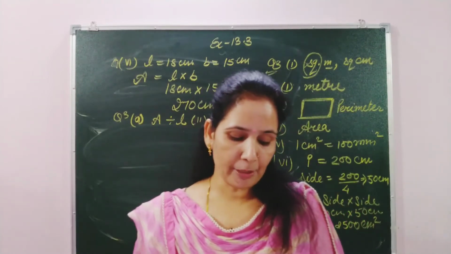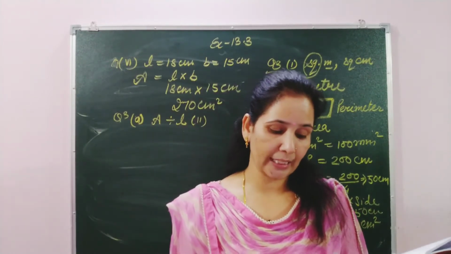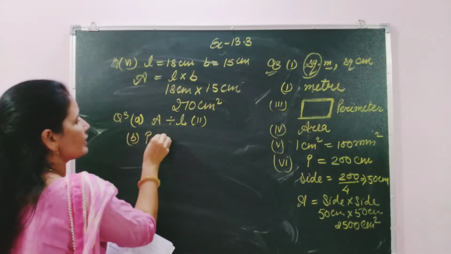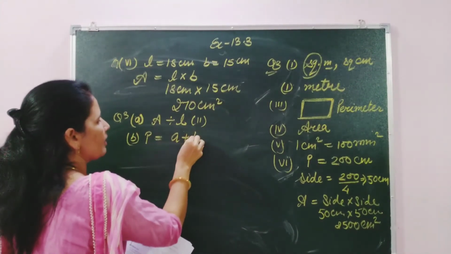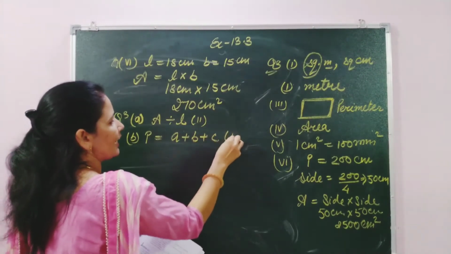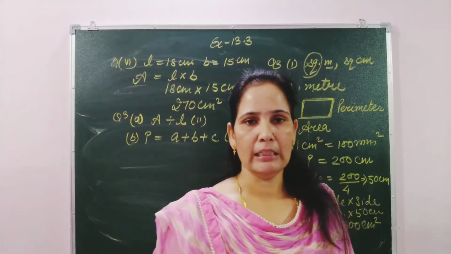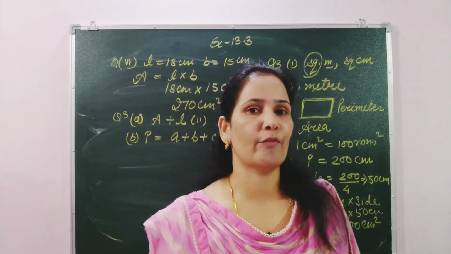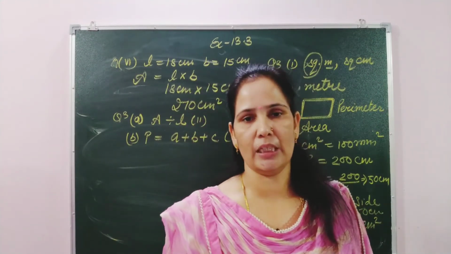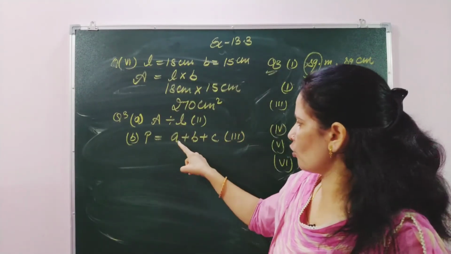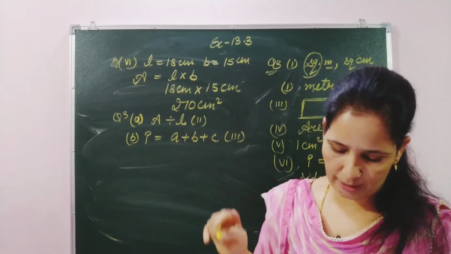Second, perimeter of a triangle whose sides are A, B and C. We know very well the perimeter of triangle is sum of 3 sides. That means A plus B plus C. That means option third. Okay, because they have not given which type of triangle, they simply use the word triangle. Triangle means sum of all sides. So triangle have the 3 sides, so A plus B plus C.